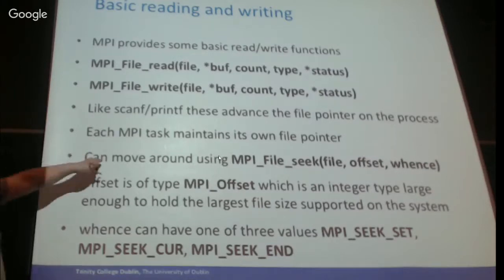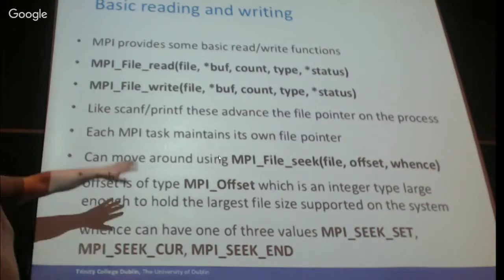But you can also manually move the file pointer around using MPI file seek to tell it where you want to move to. So the offset is just a number that says I want to move 100 or 500 bytes or whatever. Normally you make that up out of n times size of some data type because you want to move around.